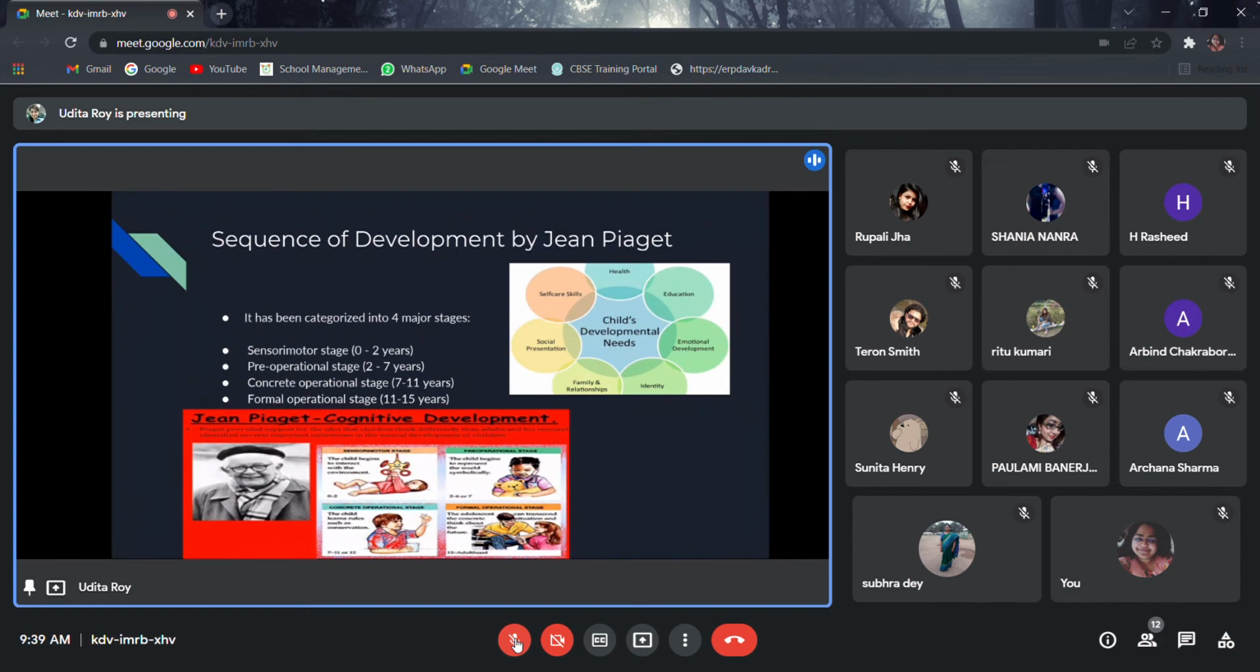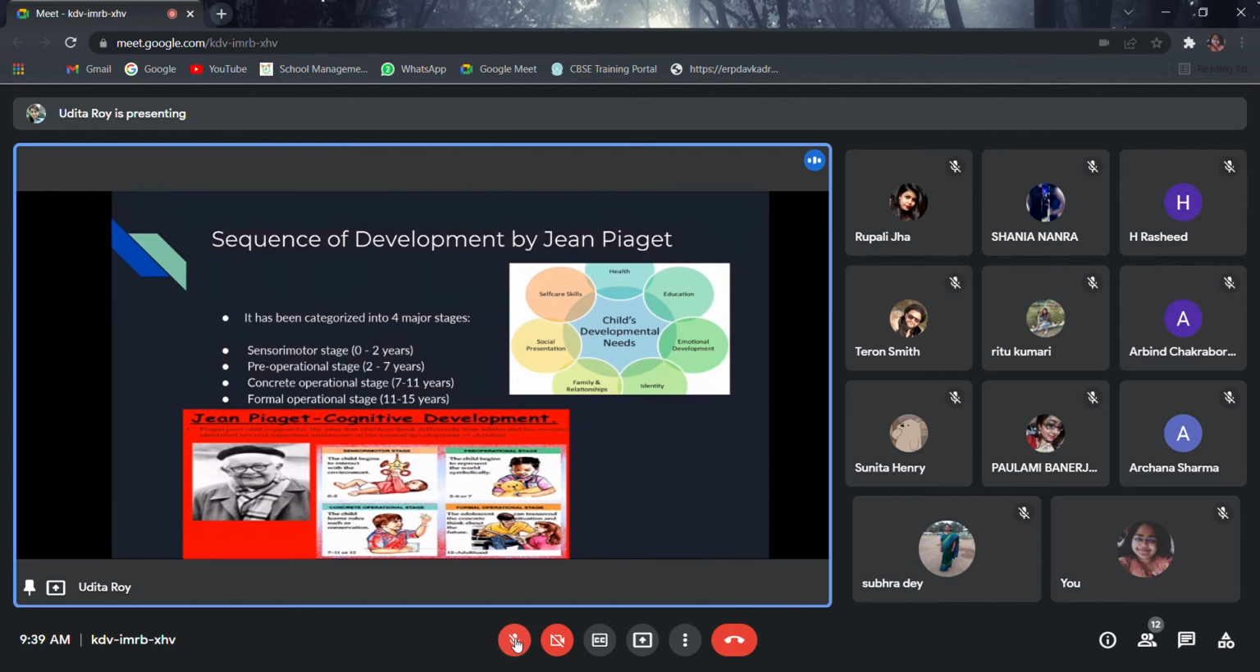The first stage is the sensorimotor stage, which lasts from birth to about 2 years old. During this stage, children learn about the world through their senses and motor behavior.